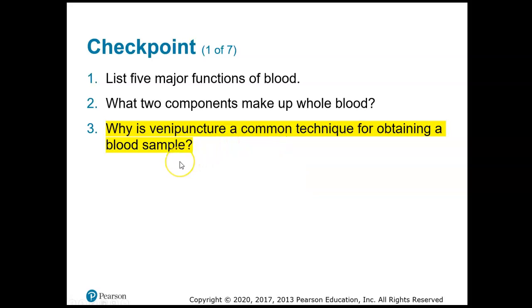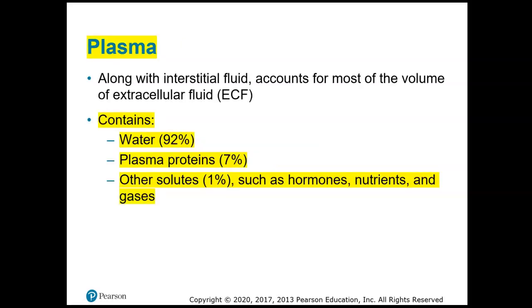The question here in the checkpoint is, why is venipuncture a common technique for obtaining a blood sample? It's because veins are under lower pressure than arteries.